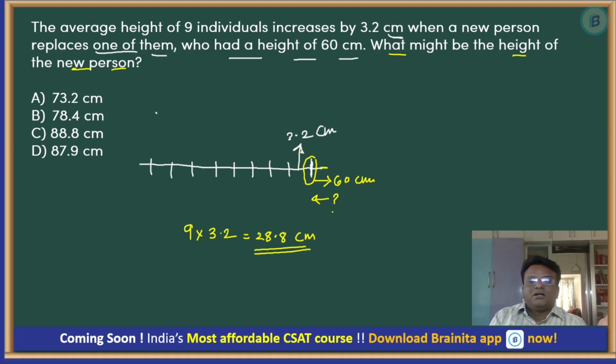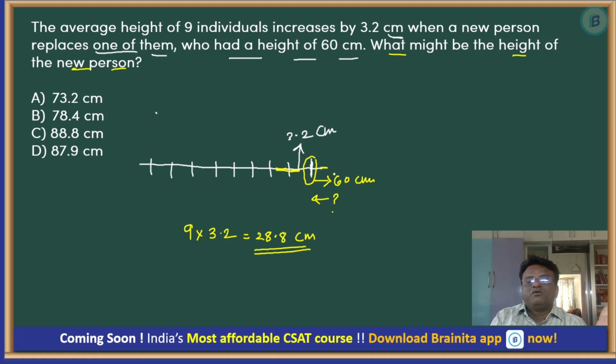Okay, now add to what? Add to the height of the person who was removed, right? Because with this person the average was something. Okay, now you are adding the new person. So whoever you are removing, whatever that person's height was, utna to hona hi padega, because if that person is there, then the average will remain at this level.